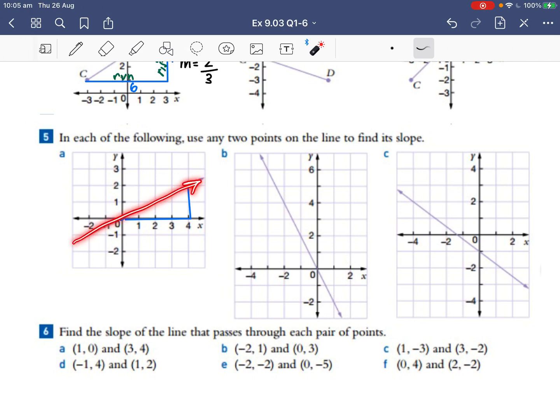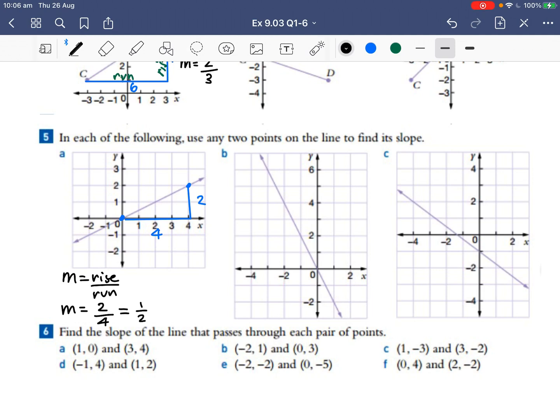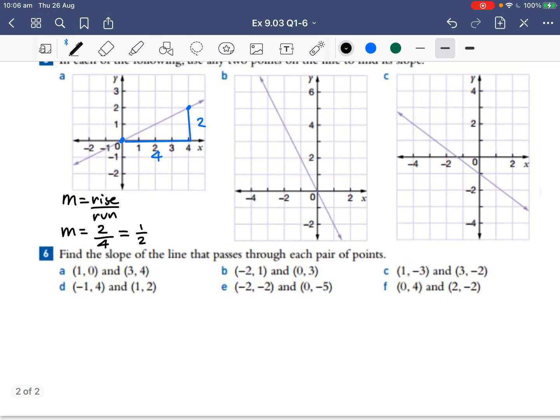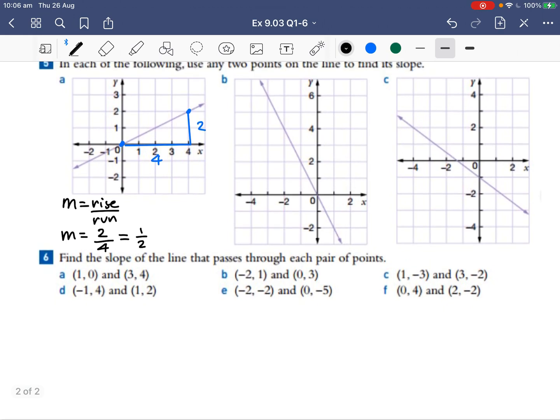We want to work out what our rise and run is. Another thing we should notice is that the gradient of this line is positive because it's going up when we go left to right. So we want to work out our run, which is 1, 2, 3, 4, and our rise, which is 1, 2. So M equals rise over run, so M equals our rise of 2 over our run of 4, and that simplifies down to be 1/2. Now for question 6, it's a little bit trickier.